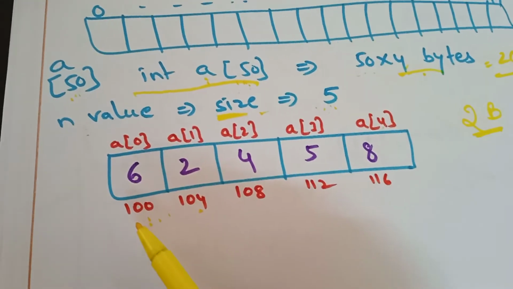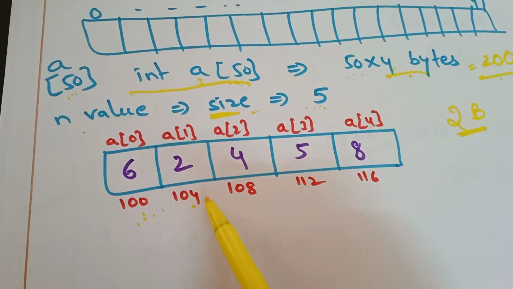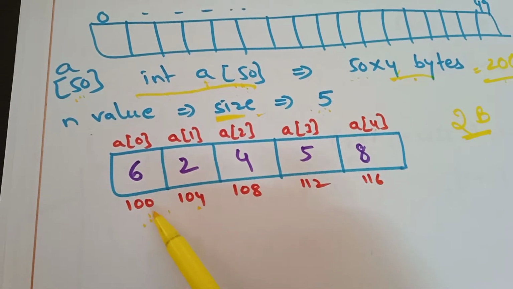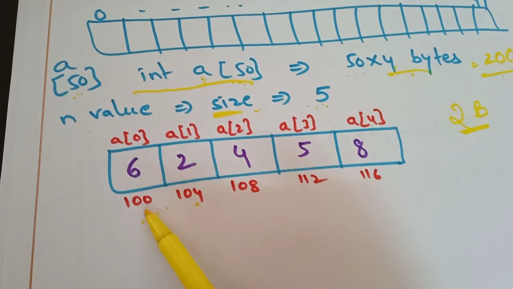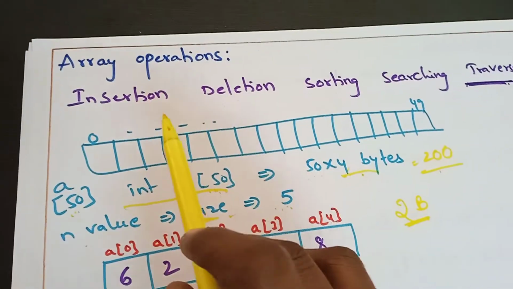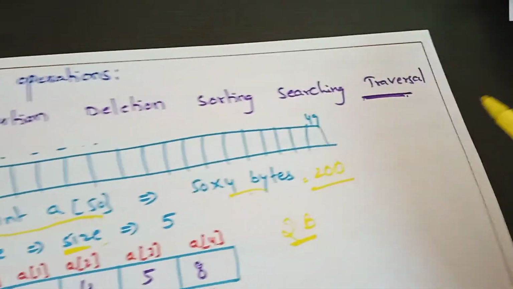Now look at this. I'm taking the example that the first index memory address is 100. The second will be 104, because 4 bytes are required to store each element. So hence the locations will be like this. We'll start with 100 and go up to 116. Right. Now let's see how we can perform these operations. Okay. First of all, traversal.